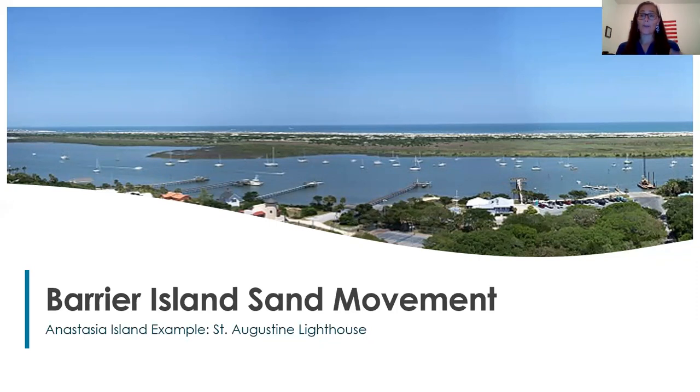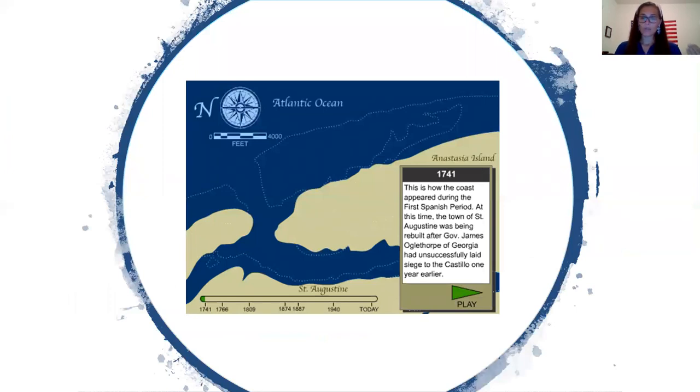Now, I got this from the St. Augustine Lighthouse website. I don't think it's a resource that's currently still on there. They redid their whole website, but I want you to follow along with these pictures here. So back in 1741, you can see the landmass is in that kind of taupe color, while today's existing boundaries for the north end of Anastasia Island are in the dotted line. So you can see in 1741, which was almost 300 years ago, it looked very different.